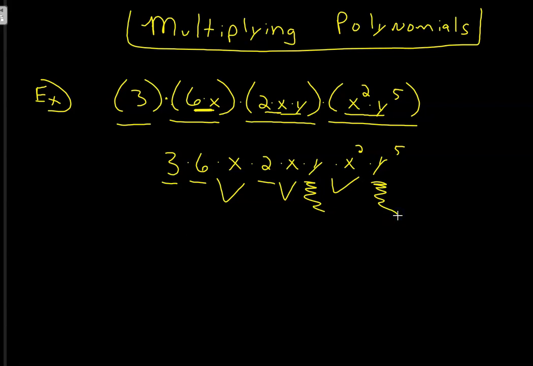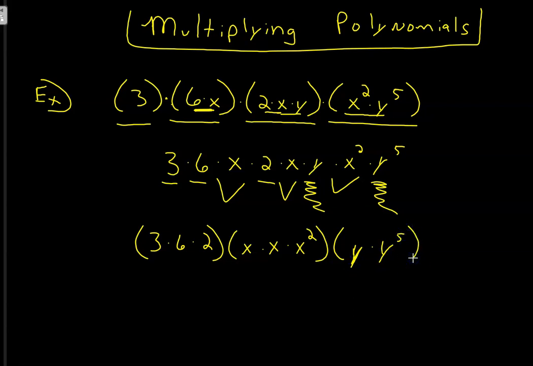I can group together these numbers first, 3 times 6 times 2. And I can group together the x's, x times x to the second power. And I can group together the y's, so y times y to the fifth power. So if that's true, then 3 times 6 is 18. 18 times 2 is 36.